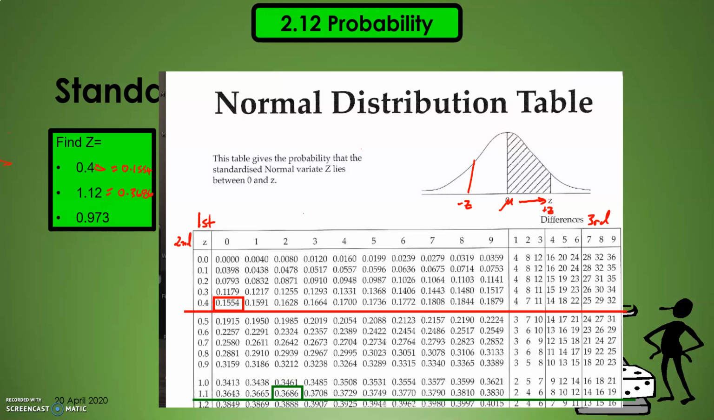The last one is always the tricky one when there's 3 decimal places. So first thing we look for is 0.9, and 0.97 would be that one. Where the third decimal place comes in with these numbers, we know it's 3, so we're going to use that column, and we can see it's 8. So what we have to do is add 8 on to the end, or in the last column. So that would be 0.3348.